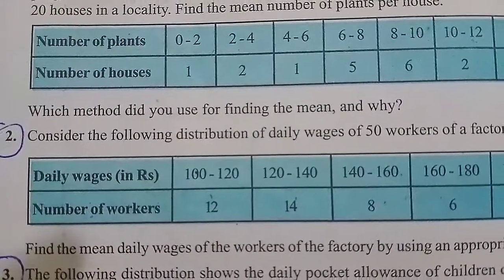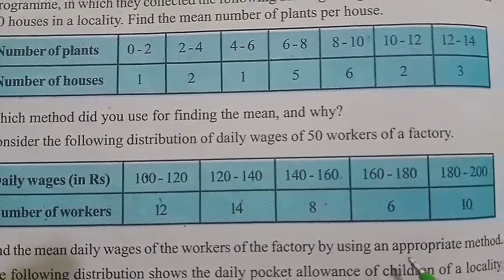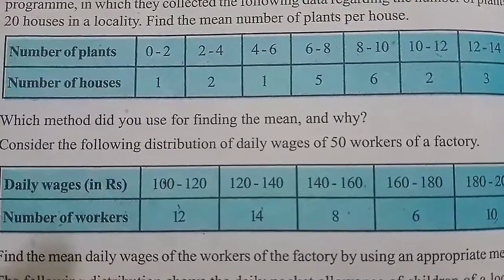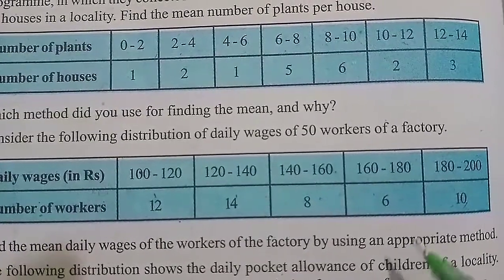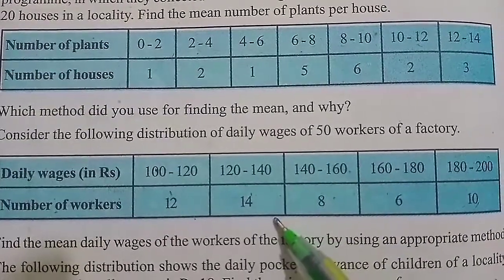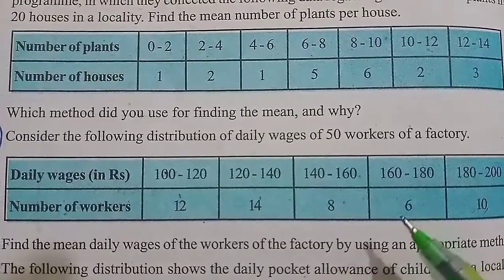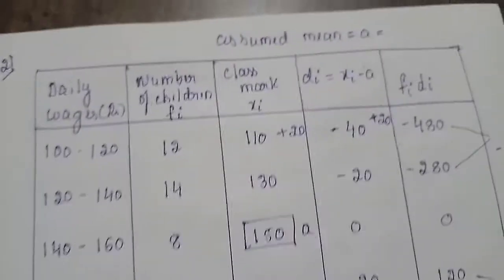Now what is he asking? Find the mean daily wages of the workers of the factory by using an appropriate method. Because he is asking to use an appropriate method, you have to check. You cannot use the direct method because the numerical values of fi and xi are too large. So we cannot use the direct method. Now let us start the solution of this question.